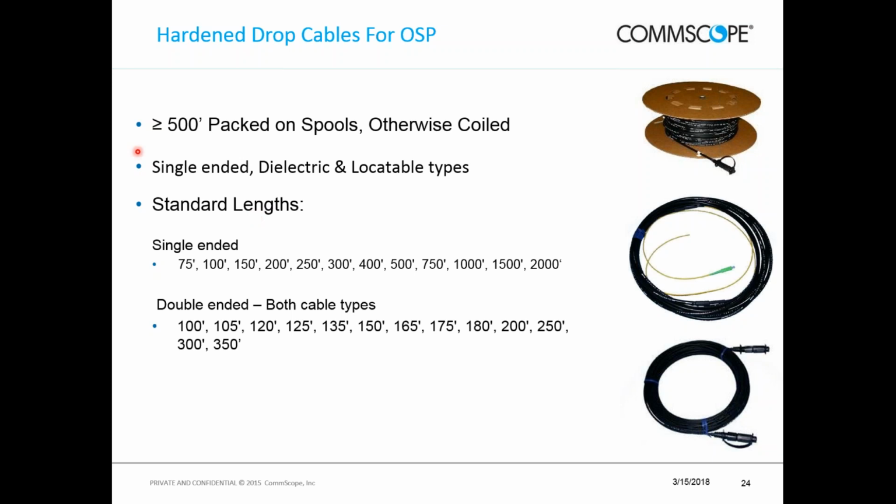Some of the standard lengths on single-ended are anywhere from 75 foot to 2,000, double-ended 100 foot up to 350 foot. There are some other lengths. This slide is a little bit dated, but there are several different lengths. At least in my experience, cable drop lengths are typically 100 to 300 foot. Rarely will you get over 500 foot, but again, it depends on whether you're urban or rural.